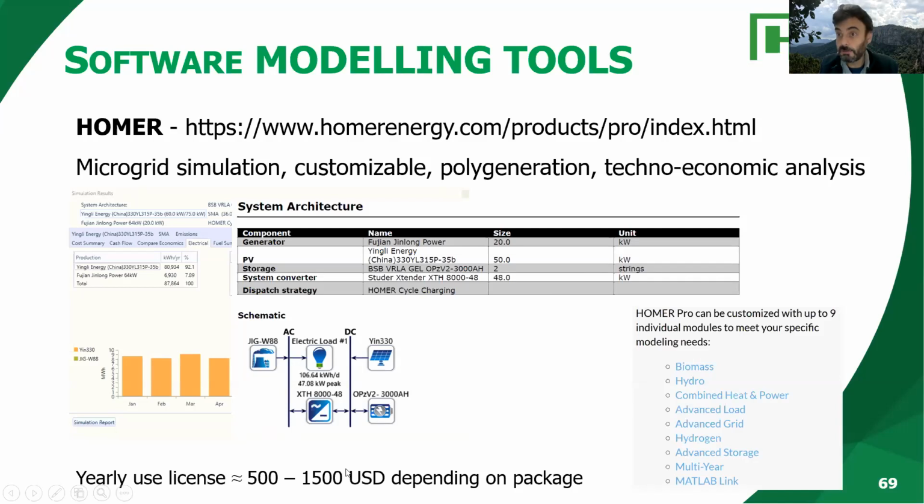And you have to pay on a yearly basis from 500 to 1,500. They actually have a lot of packages, so it's better to discuss with them, Homer Pro, the kind of package license you really need for the kind of projects you want to do.